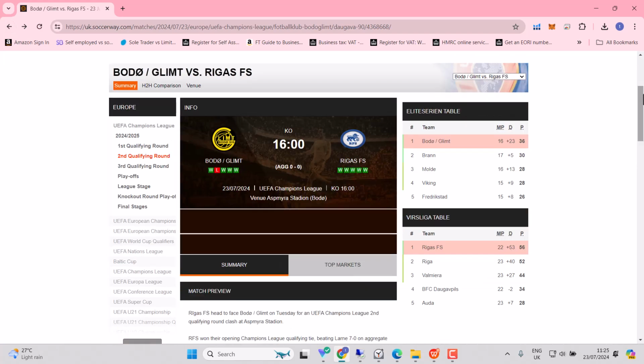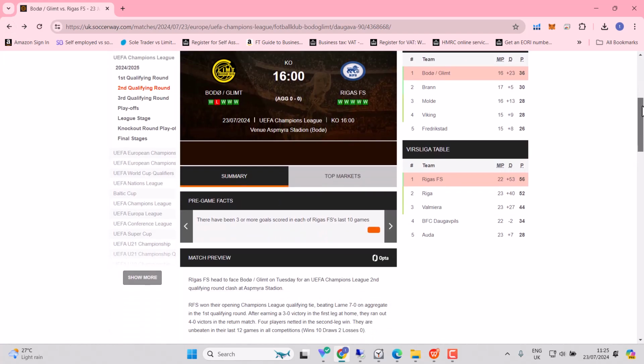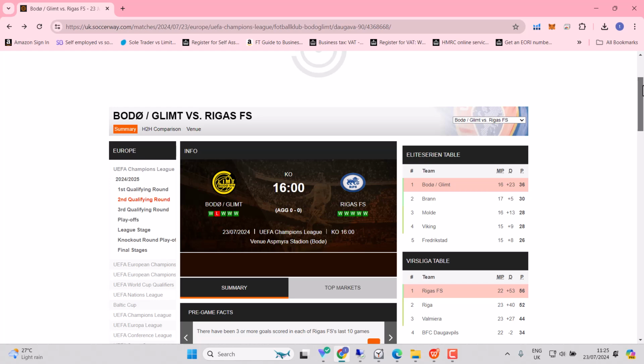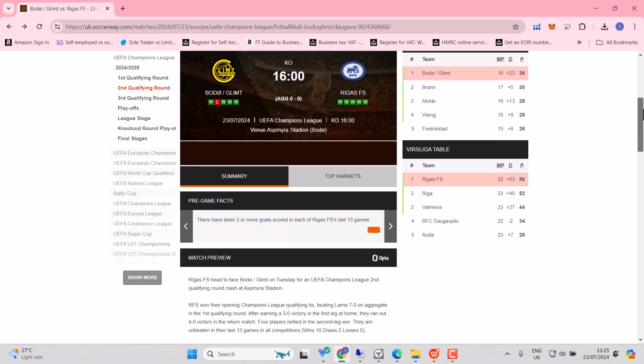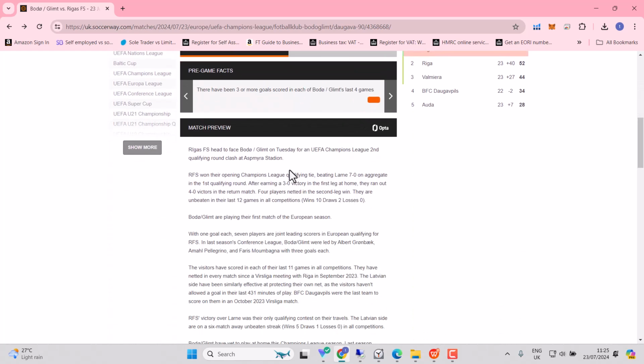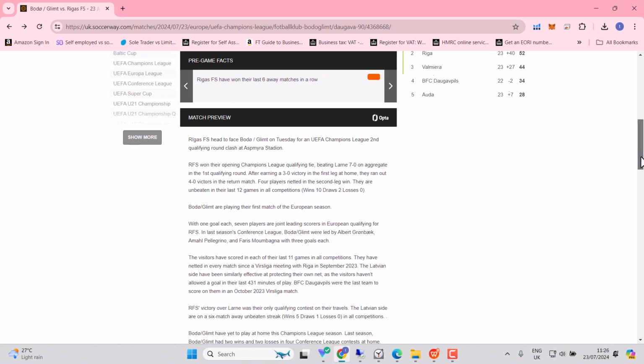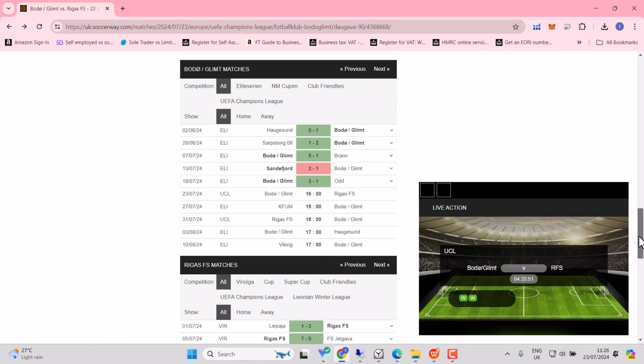And what you want to do in these unique competitions is make sure that you're focusing on the competition itself. You've also got a brilliant preview here, well worth reading, and these pre-game facts could give you some very interesting betting statistics. But we'll have a look at the match itself.